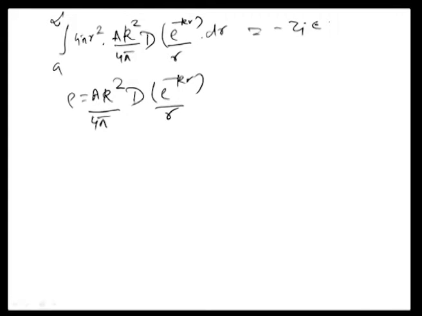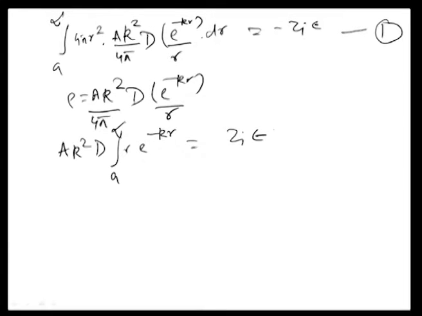Therefore, we can simplify this equation. So, let this be equation 1. We can simplify this equation further to obtain A square of k D times the integral 0 to a of r times e to the power of minus kr equals ZIE. Okay. Because there is a minus term which comes from the potential, the charge density. So, that is the final integral that we have to solve. So, we have to integrate this expression by parts.